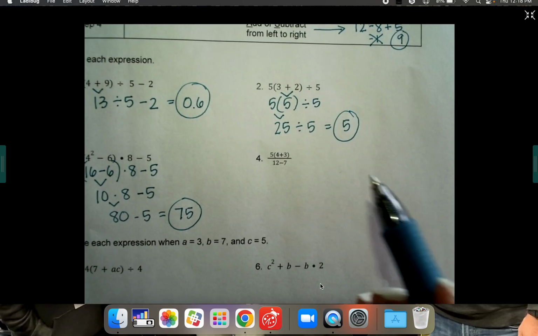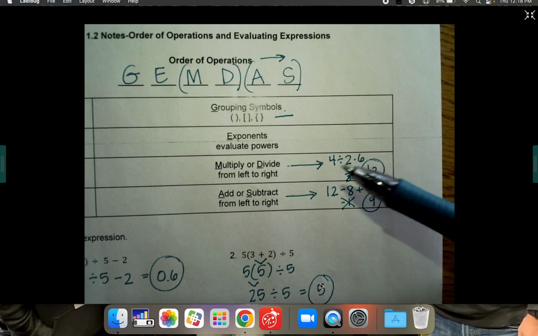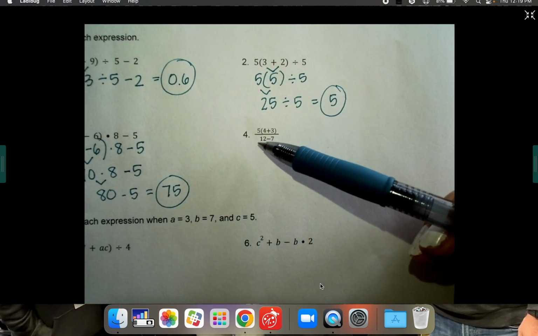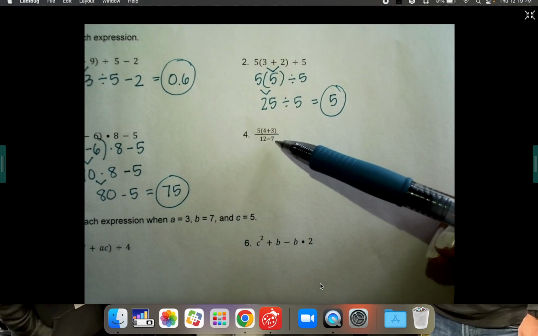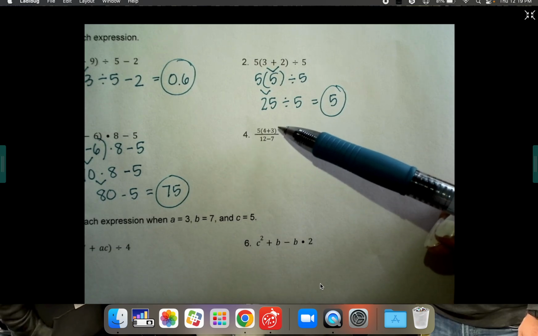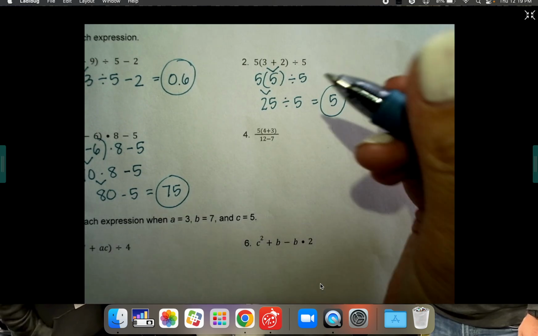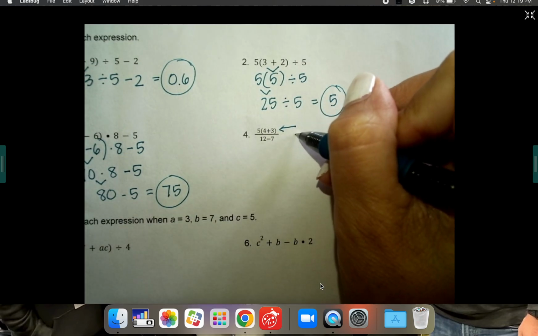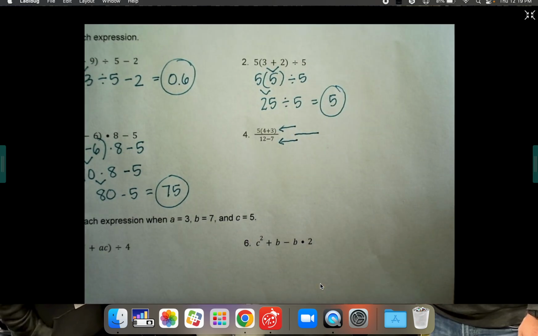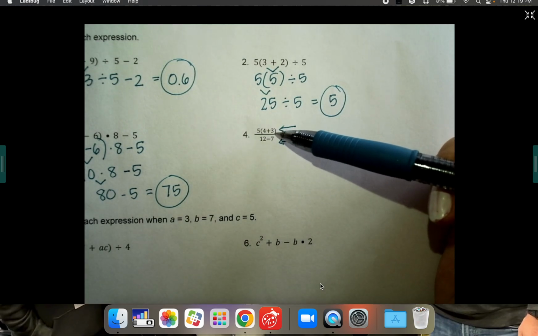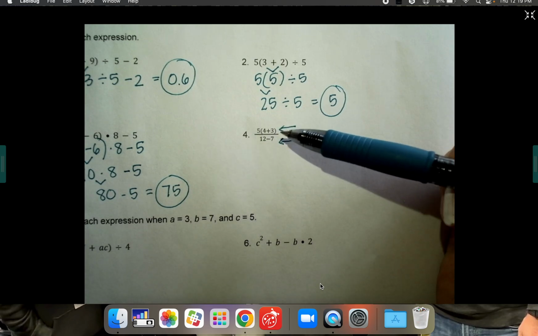All right, the last one. This is another one of those problems I was trying to explain up here that could be grouped. So even though there's not parentheses around 12 minus 7, the whole bottom, the whole denominator is grouped. The whole numerator up here is also grouped. So when you solve these, you solve them separately, the bottom and top, and group and pretend like there's parentheses around the whole top and around the whole bottom, the whole numerator and the whole denominator.